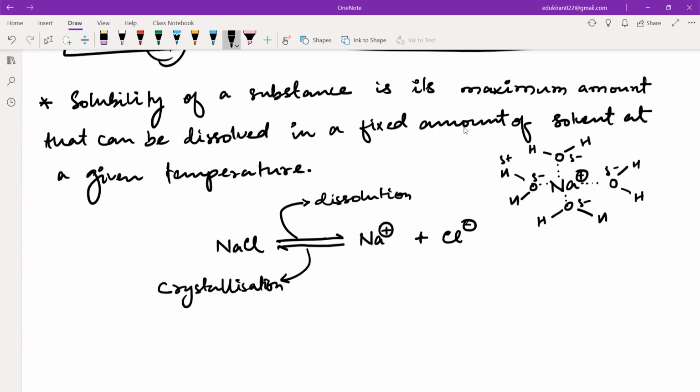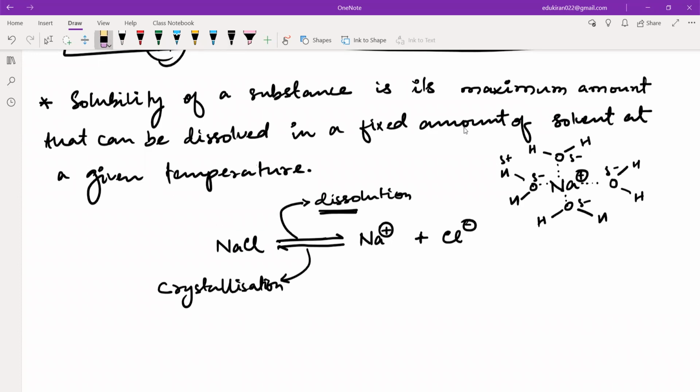Now both the things are happening all the time. That means the equilibrium that we are seeing here is dynamic in nature. If you have very little NaCl, the rate of dissolution is very high because there are fewer sodium and chloride ions, and they get surrounded by water molecules. The water molecules are predominant in a dilute solution. So you see no solid NaCl.